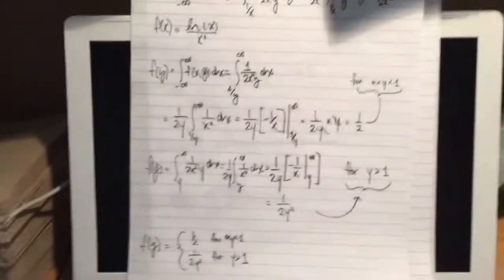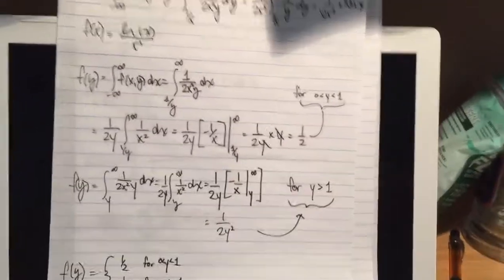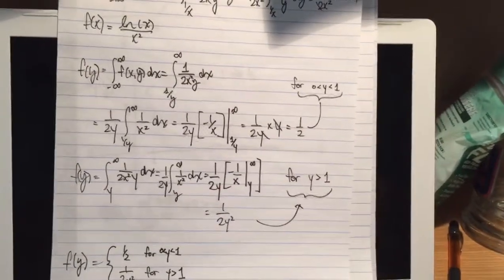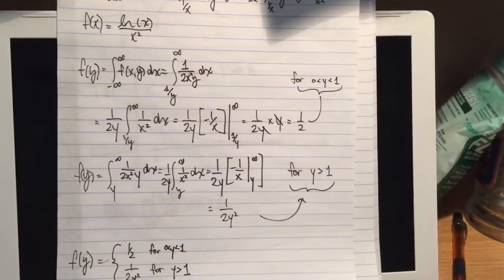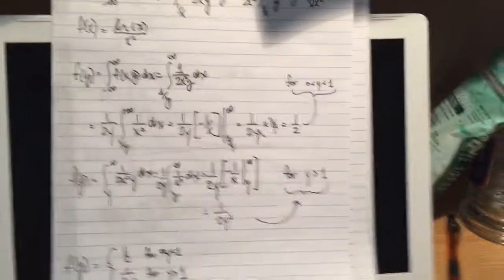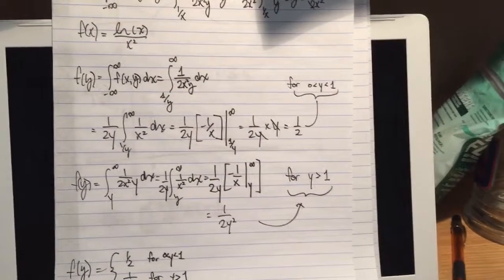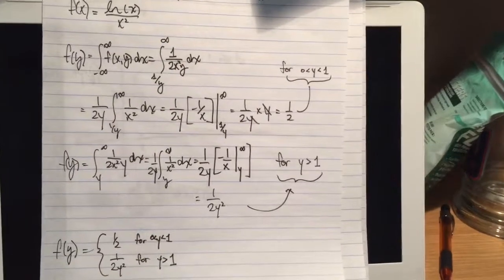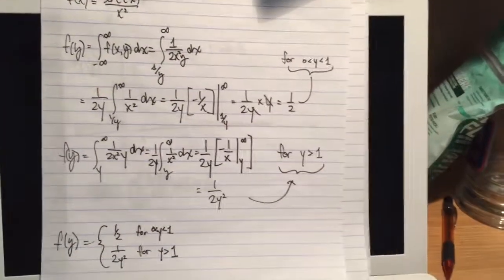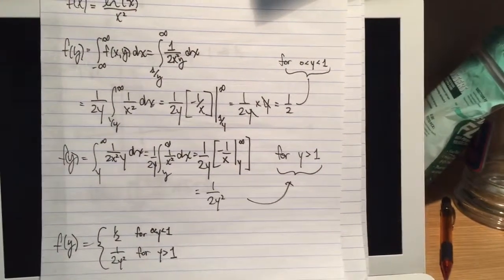And so that's why we set the bounds from 1/y. It's 1/y because what's your bottom curve? It's 1/x, but you need it in terms of y. And so y equals 1/x, therefore x equals 1/y, and that's why the bottom bound is 1/y. Do a little integration, we end up with 1/2.